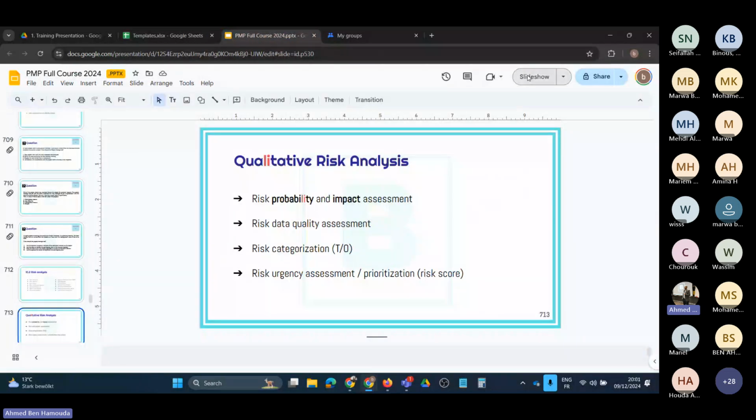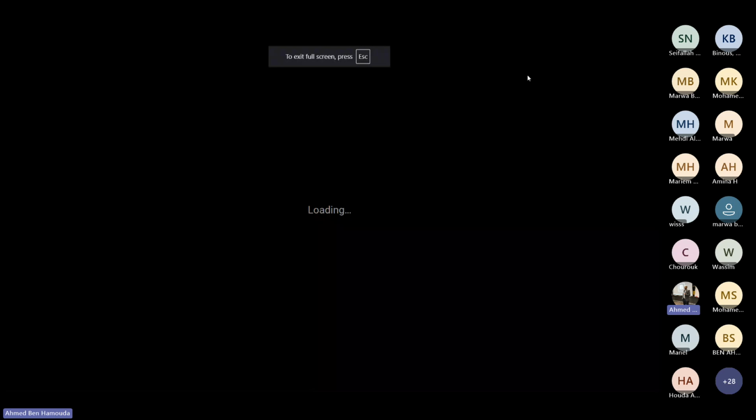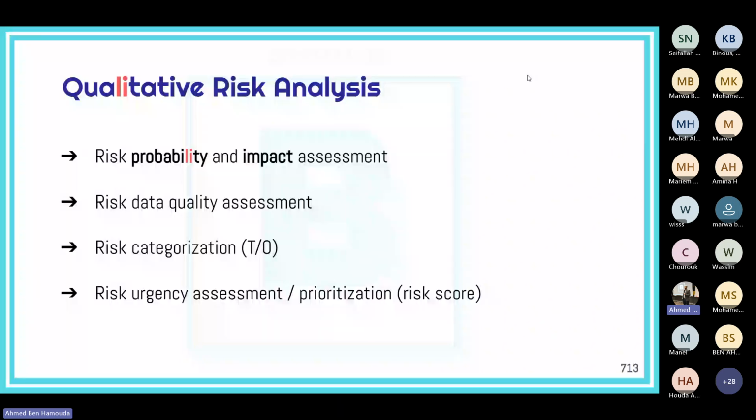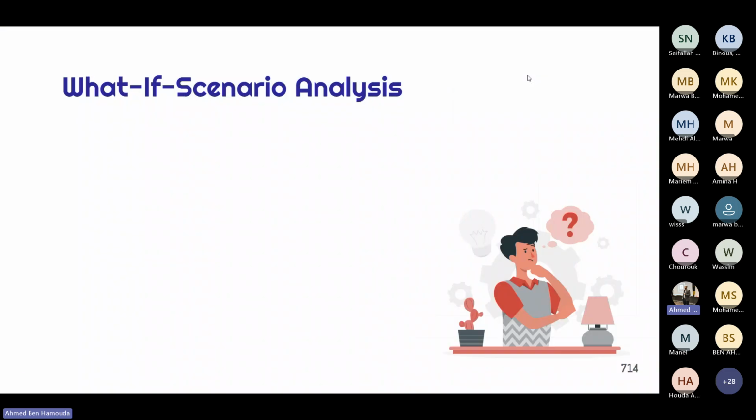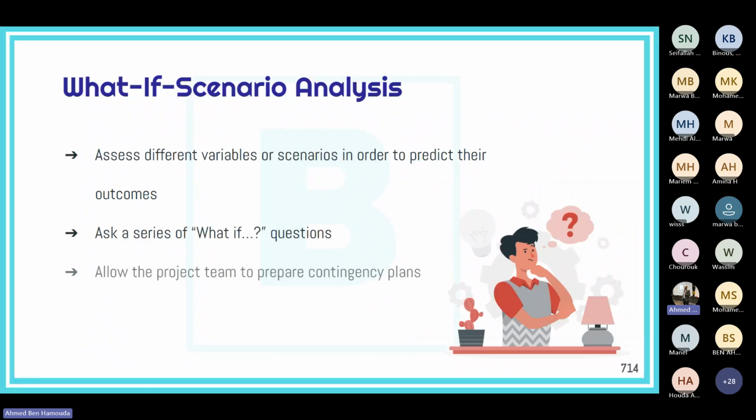Okay, so if we go back to the qualitative risk analysis, here we're going to see a few techniques which you will have in your RMP certification. So here we're talking, for example, about the what-if scenario analysis. What-if scenario is assessing different scenarios, trying to predict their outcome. The technique is about asking a series of what-if questions, such as what if we do this, what would happen? What if we choose this solution?